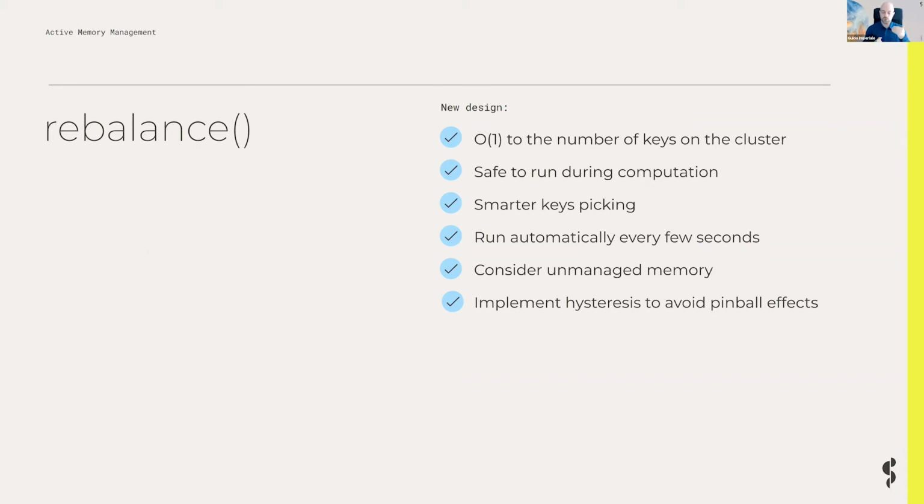Finally, if we want to run it every 5 seconds or so, we need to be aware that that may cause keys to pinball around the cluster because workers jump between donor and receiver of tasks depending on their exact memory usage. So we're going to implement a kind of dead zone in the middle to avoid that, where if a worker is within a certain range of the median or the mean, it is not going to lose nor receive any keys.